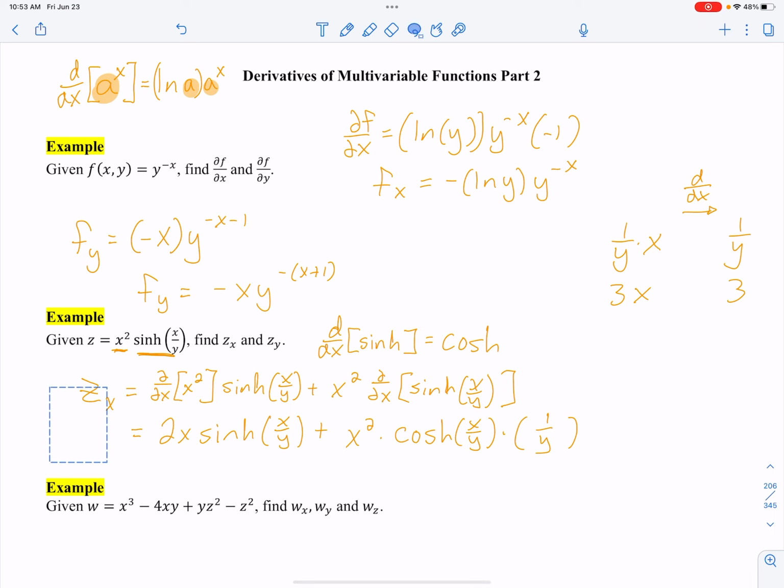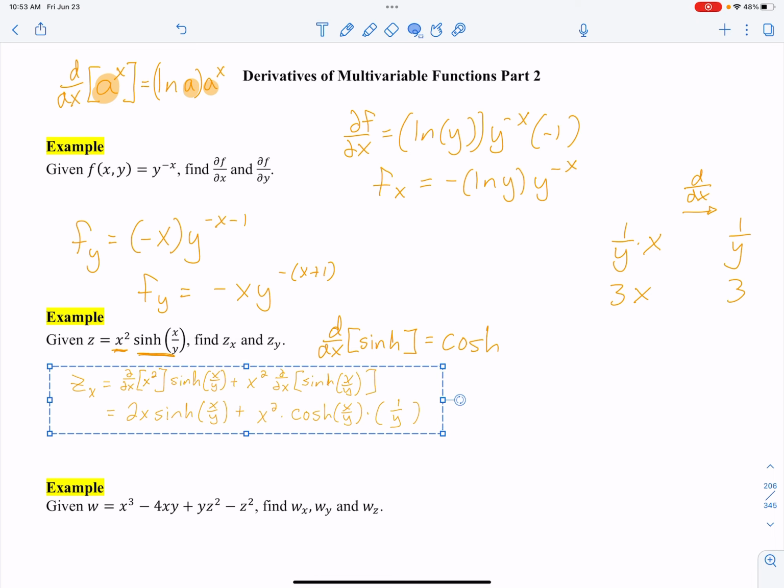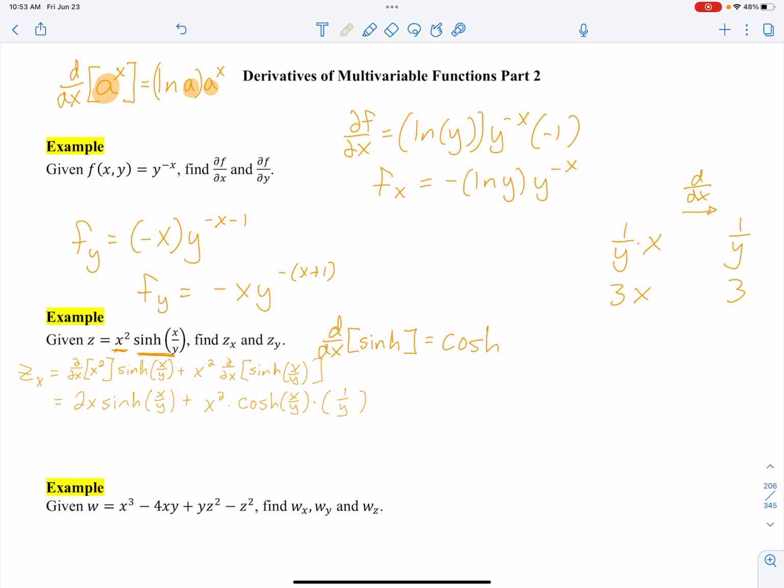I'm going to shrink this and move it to the side. Sorry if you used up your note room. All right, there's one of them. That's the partial with respect to x.